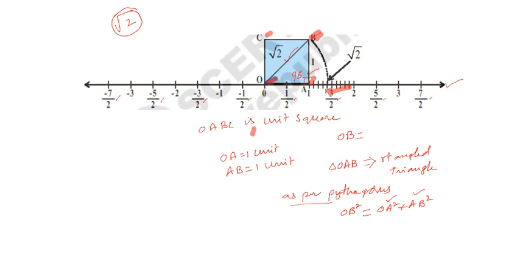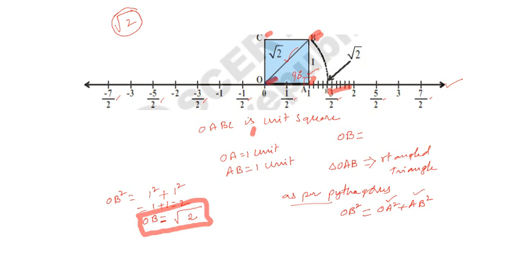So OA square plus AB square is equal to OB square. What is the length of OA? We have taken OA as 1. So 1 square, and AB is also the same length, that is also 1 square. Now what do you get? 1 plus 1, that is equal to 2. Now OB is equal to square root of 2. That means the length of OB is equal to root 2.